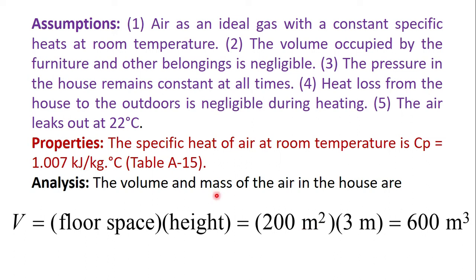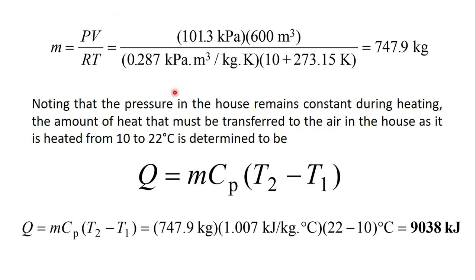The second thing is we have to determine the mass of the air which is present inside the house, and it can be calculated by using this formula. This is the very simplest formula that you had used in your second year chemistry, that the mass is equal to the pressure multiplied by the volume over the ideal gas constant multiplied by the temperature.